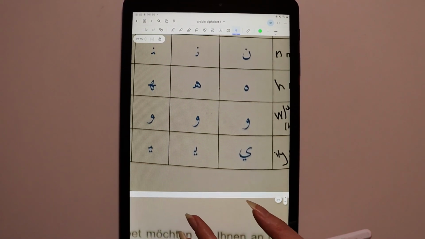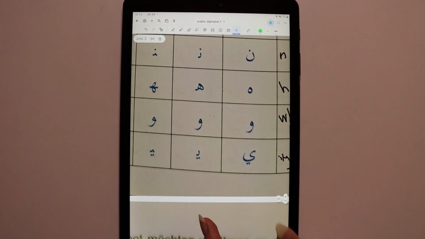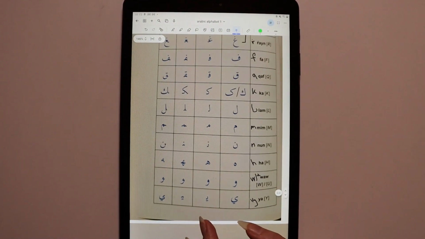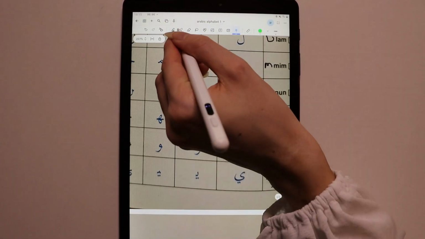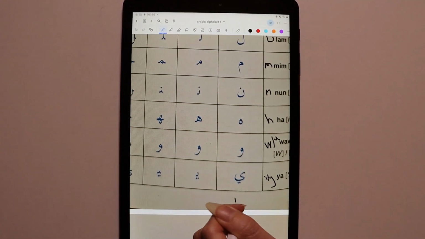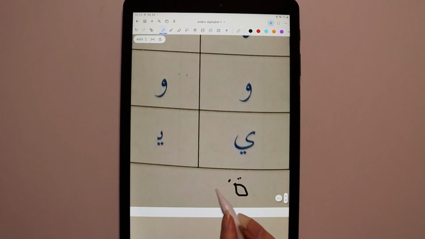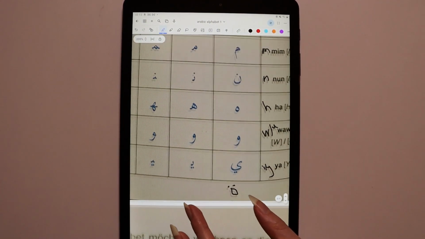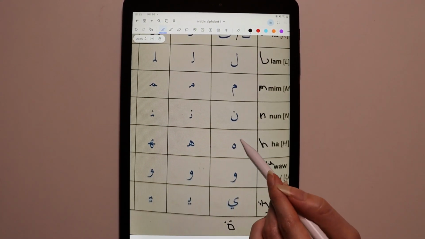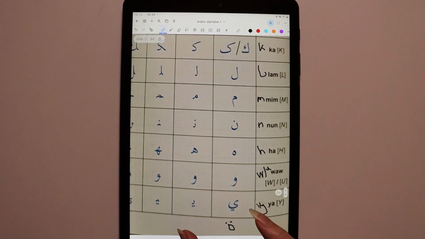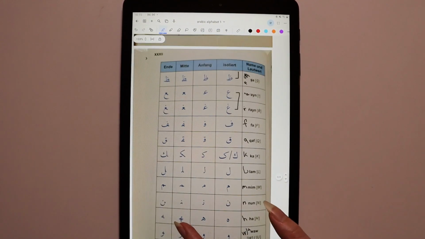And so that's already it. Then maybe you can have the ta marbuta, and that's a T sound at the end of female nouns or adjectives. But yeah, I'm not going to talk about it now since it's also not listed here. But yeah, I can write it down maybe. This would be roundabout the ta marbuta. It looks like a ha with two dots, but it's a T. And so yeah, that's the whole alphabet.